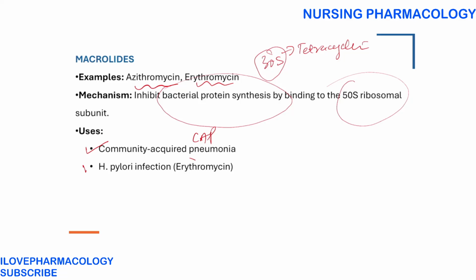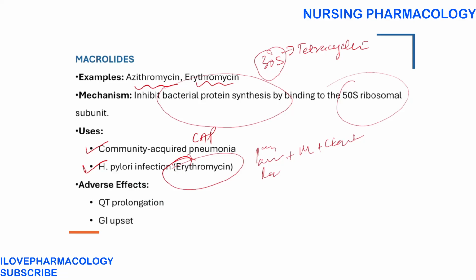So erythromycin can be used in H. pylori infections. In H. pylori infection there will be a regimen including pantoprazole, omeprazole or rabeprazole with metronidazole plus clarithromycin or erythromycin, etc. Side effects: these will produce QT prolongation. They are more prone to arrhythmias as well as GI side effects.